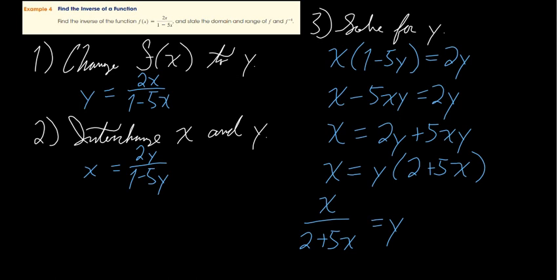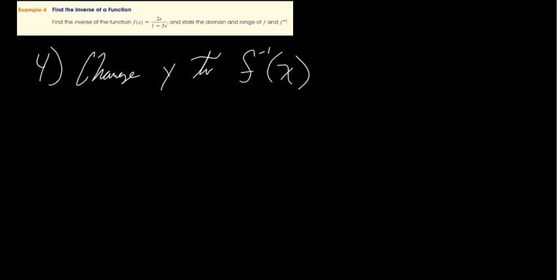we're going to change y to f inverse of x. Okay, so I had x over 2 plus 5x is equal to y, so I'm going to change y to f inverse of x. So it's going to be f inverse of x is equal to x over 2 plus 5x.